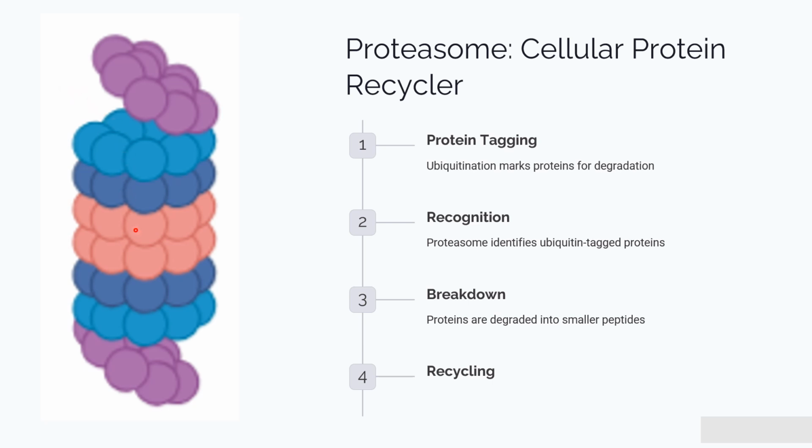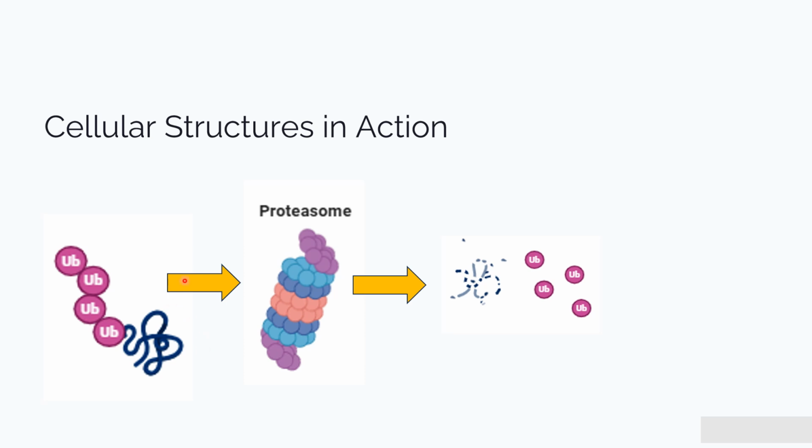The protein enters inside, it is broken down, and then it comes out as smaller peptides. Those smaller peptides are finally broken down into amino acids. In this way, the amino acids are used for new protein. This is how the proteasome acts. See, this is the protein which is tagged by the ubiquitin and which enters into the proteasome. Once it enters the proteasome, it is broken down into smaller peptides and finally into amino acids. And the ubiquitin is all recycled.